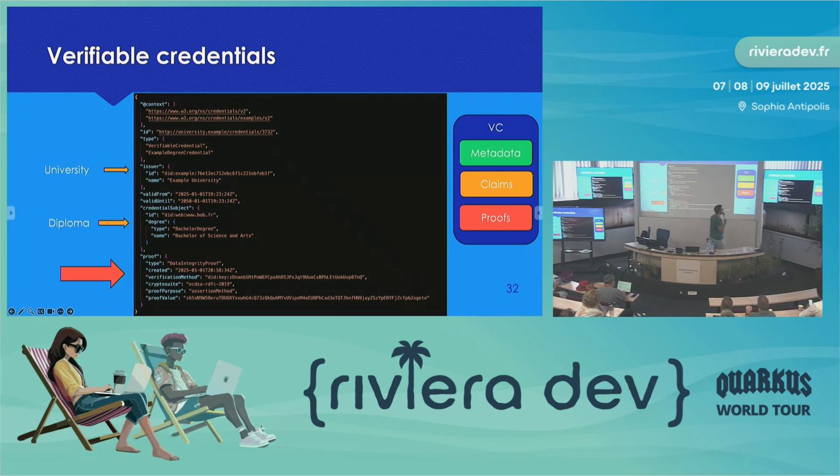For example, here we will see that the issuer is the example university, and the diploma is for www.bob.fr, and we even know that he got a bachelor degree in science and arts. But this is just some claims, right? So how to verify that these claims are true? You will find a verification method inside the last part, the proof part, and in this proof part you will find again a new DID with a key there. This is another method to be able to retrieve the public key that signed this document.